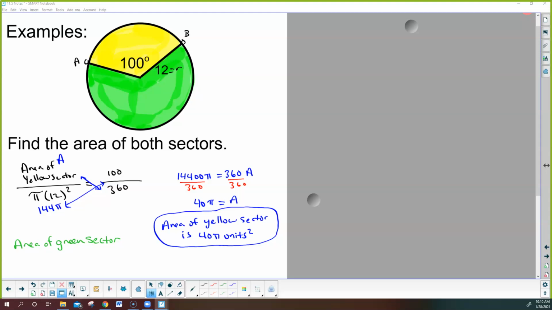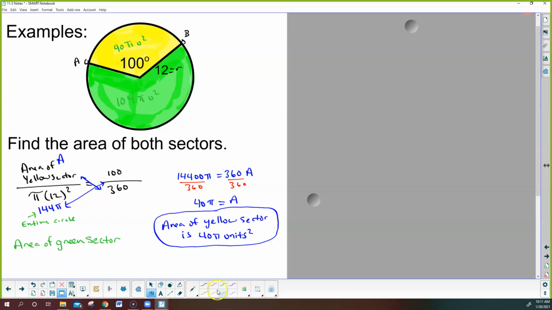So let's talk about this. So let's think about this. Well, wait a minute. Pi r squared. This right here, 144 pi, was the entire circle, right? That's the area for the entire circle. Well, 40 of those pi's are being taken up right here. That means that the remaining 104 pi units squared has to be for the green, because together the green and the yellow have to add up to give me the entire thing.